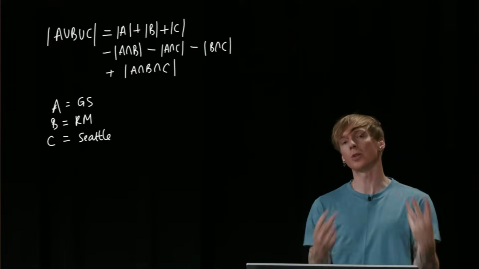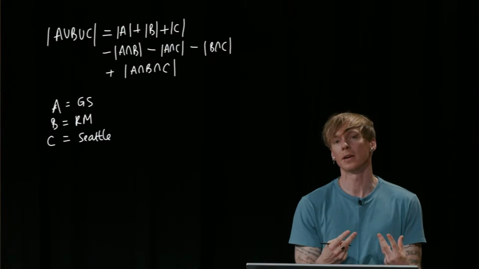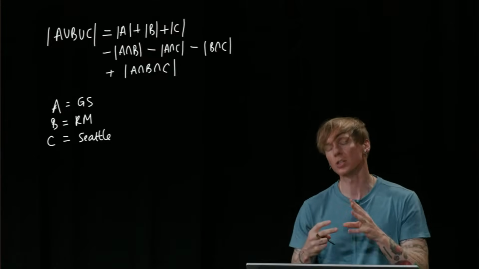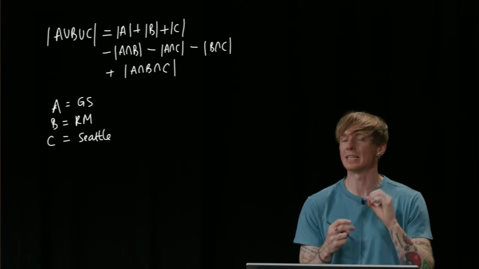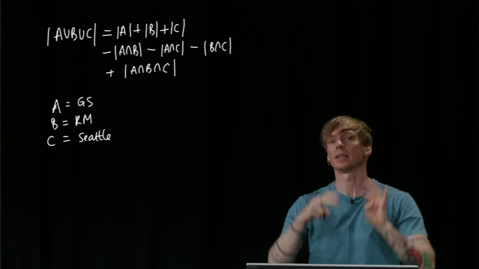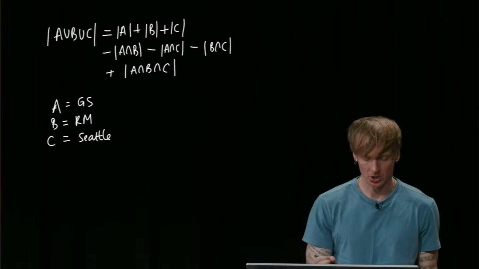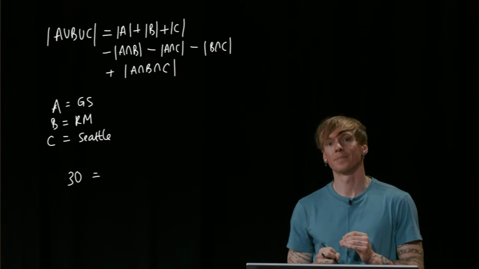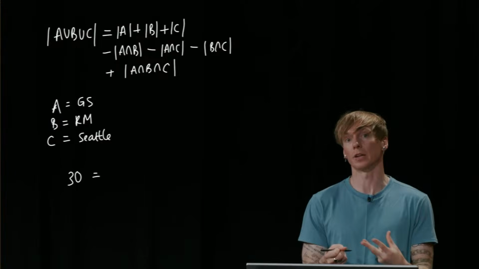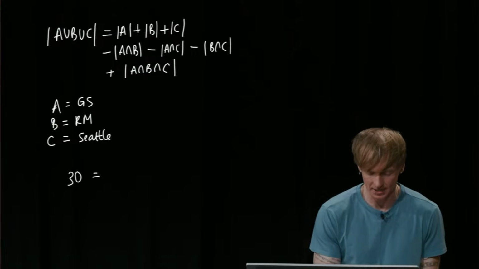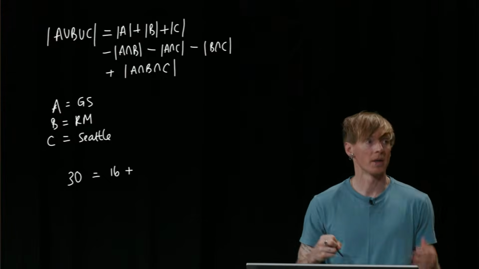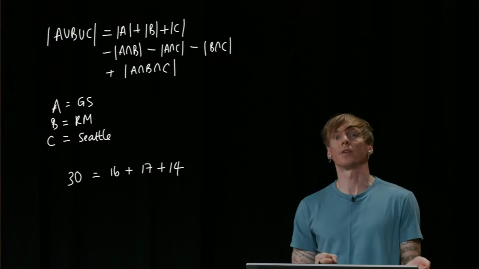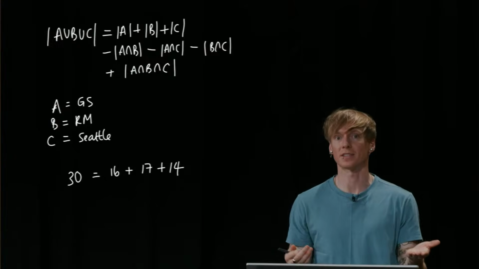Okay, now based on the information given to us in the puzzle, we have quite a lot. So we know that in total, A union B union C, we know that that has to be 30, because the problem tells us that we have 30 students in the class and all of them support at least one team. So that means all of them are inside a hoop somewhere. So we know that 30 is the term on the left-hand side. Now, we're told the total number of followers for each team. So we know that Golden State has 16 followers. We know that Real Madrid has 17 followers. And finally, we know that Seattle has 14 followers. So that's just the size of A, the size of B, the size of C.